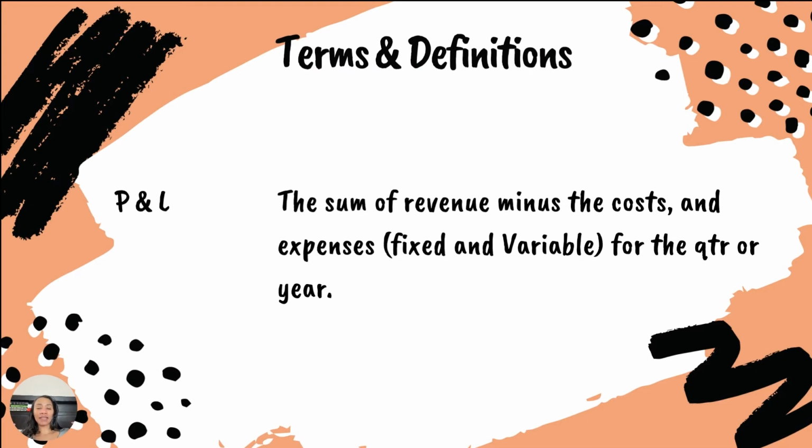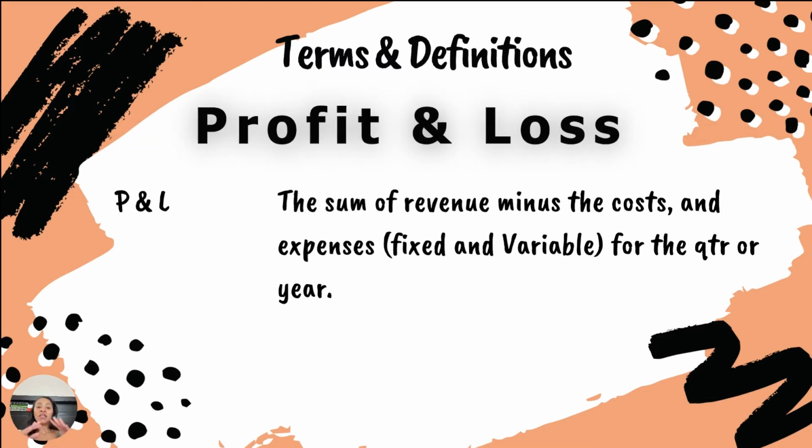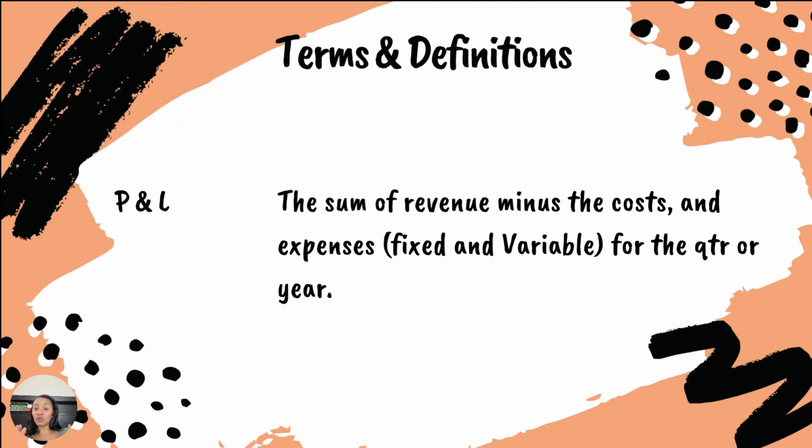Overall, that leads you to a spreadsheet, which is called the P&L, or your profit and loss spreadsheet. The sum of revenue minus the costs and expenses. So your gross revenue will be at the first line, and it subtracts your variable expenses and then your fixed expenses. So whatever the sum of your variable expenses are, and minus your fixed expenses are.